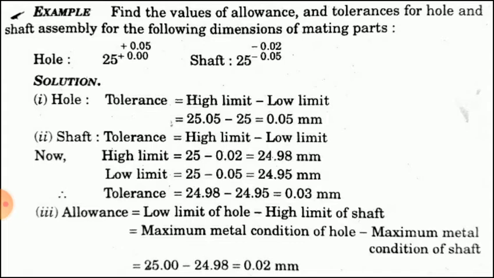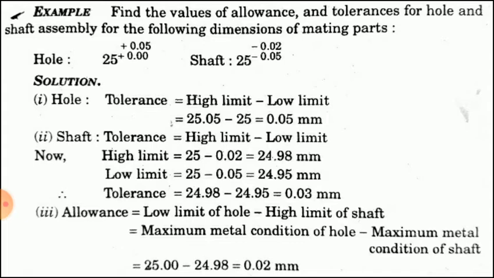First of all, we will find the tolerance for the hole. The hole size is given as 25 plus 0.05 and plus 0.00. So the high limit will be 25 plus 0.05, which is 25.05, and the lower limit of the hole is 25 plus 0.00, which is 25. So the tolerance for the hole is high limit minus low limit, 25.05 minus 25, equal to 0.05 mm.